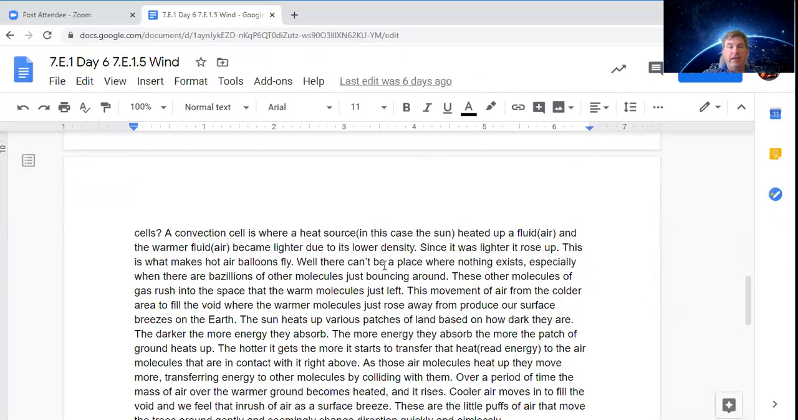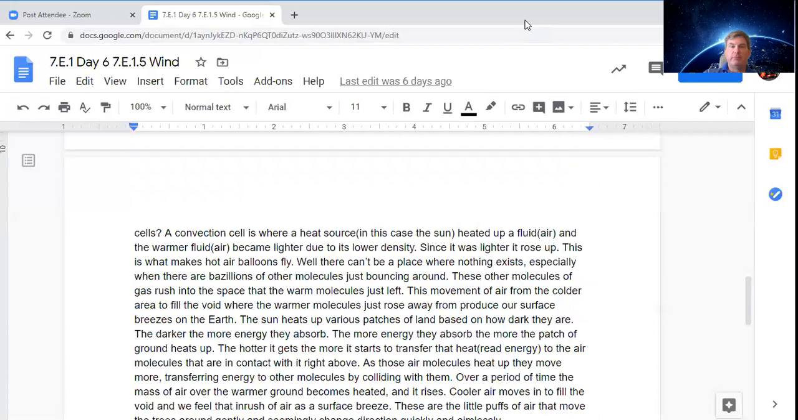Well, there can't be a place where nothing exists, especially when there are bazillions of other molecules just bouncing around. These other molecules of gas rush into the space that the warm molecules just left. And this movement of air from colder areas to fill the void where the warmer molecules just rose away from produces our surface breezes on Earth. So the sun heats up various patches of land based on how dark they are.